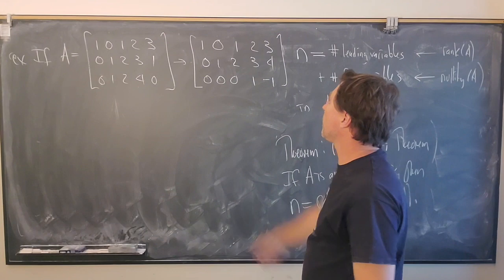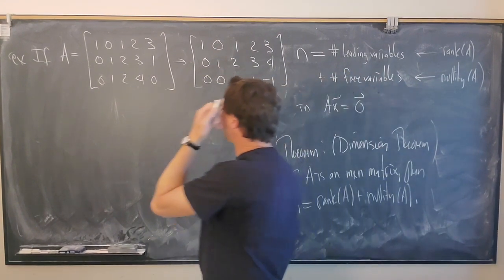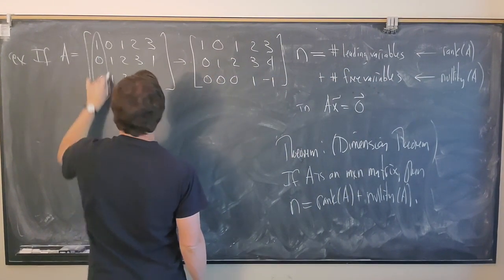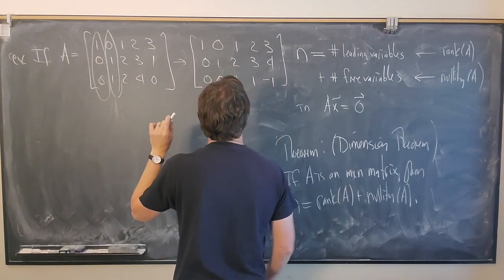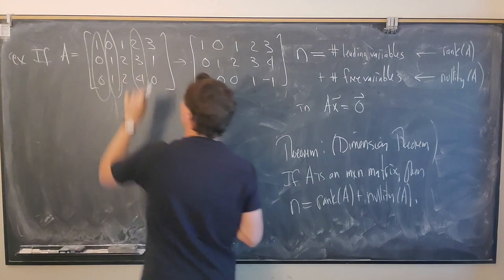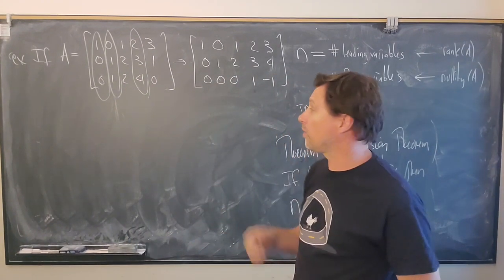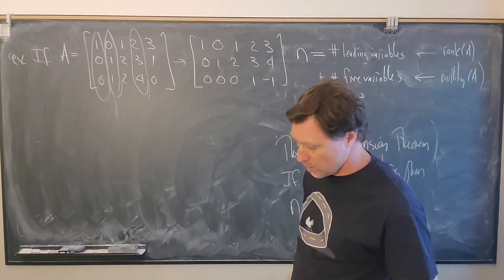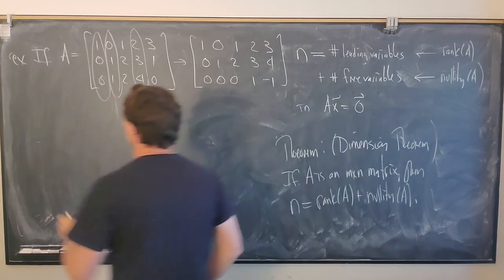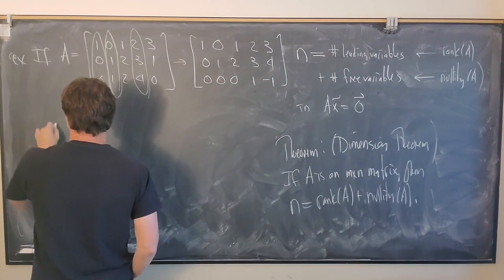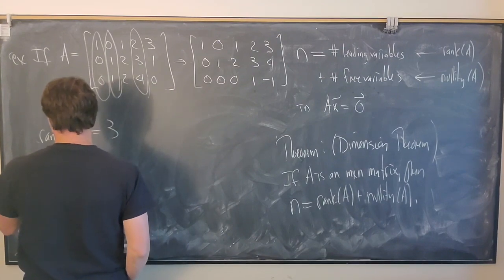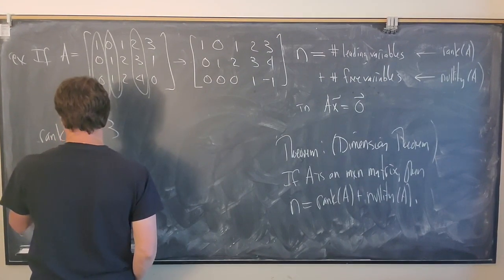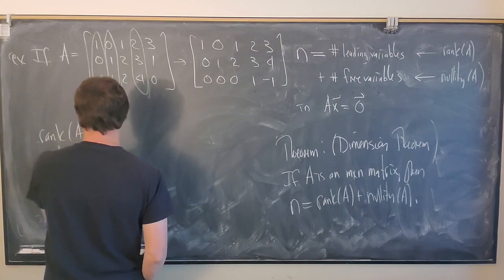Here's what we get. There are 3 leading ones. That would tell us that a basis for the column space consists of columns 1, 2, and 4 of our original matrix. And so what does that tell us then? The rank of A equals 3, and the nullity of A equals 2.